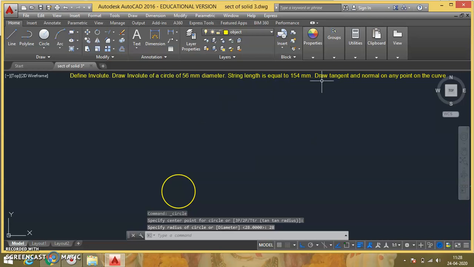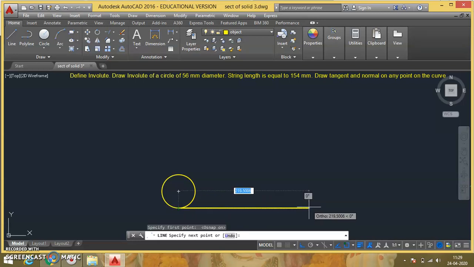Once you get the circle, the next thing is to draw a line, the length of a string by which you can wrap this particular circle. To wrap the circle completely, the length you require will be the circumference of the circle, that is 2 pi r. The 2 pi r distance for this case will be 175.8. So from here I'll mark 175.8. That is the length you got.